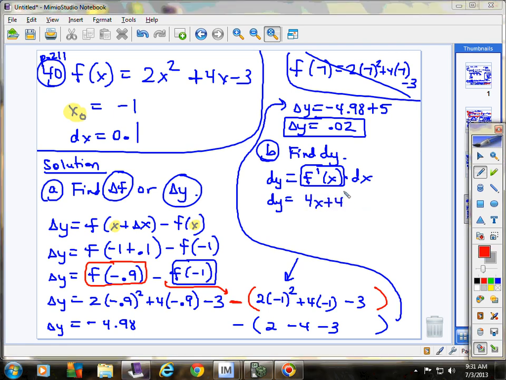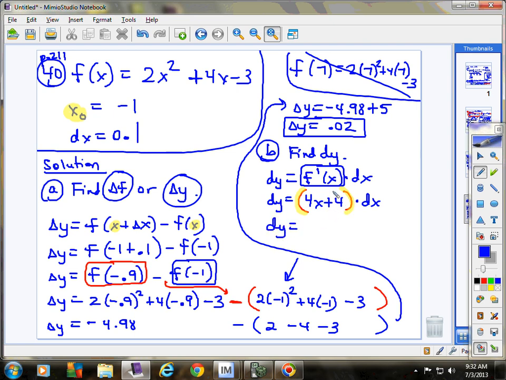Inside the red highlighted parentheses, times dx. If it's not in parentheses, remember the 37, then this only got multiplied by the 37, not the whole kit and caboodle. So now that I found my derivative, I'm going to put my x value in. So x is -1, so I'm going to have 4 times -1, right? That's x0, just like it was here. Plus 4, all that junk times dx, which is 0.1.